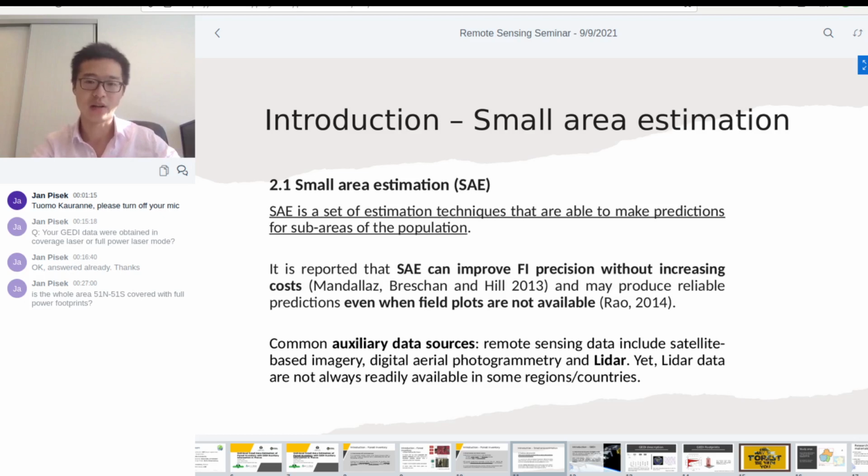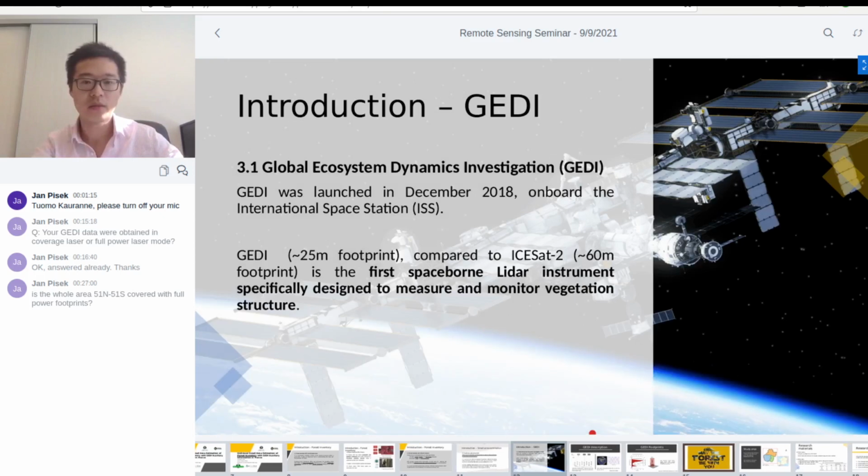the newly launched GEDI was launched in December 2018, and it's on board the International Space Station. So it's a spaceborne LiDAR instrument which covers most of the Earth. Compared to ICESat, GEDI has a much smaller footprint, only about 25 meters in diameter, and it's the first spaceborne LiDAR instrument that is specifically designed to measure and monitor vegetation structure.